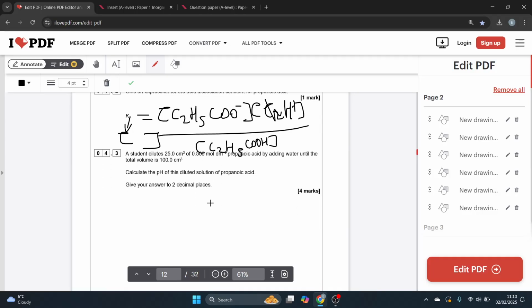Now if I go to 4.3 and 4.4, okay, so 4.3, a student dilutes this much propanoic acid by adding water until the total volume is this. Calculate the pH of the diluted solution of propanoic acid. So first thing I'm going to have to do is the dilution factor. So it's going to be 0.500 times 25 until the total volume is 100. That's what I'm going to have to do.